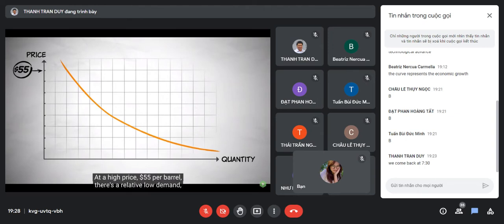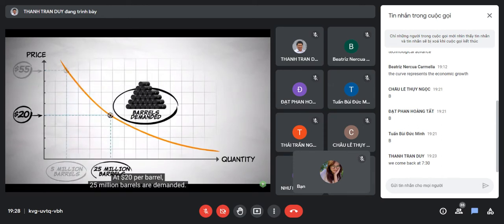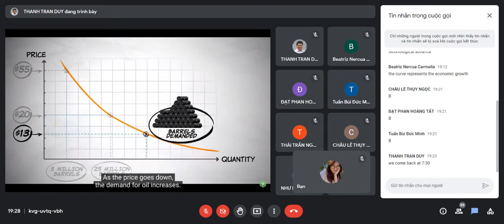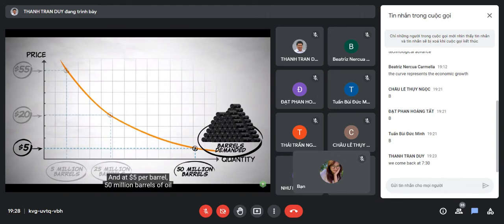Looking at the demand curve for oil, we see a familiar relationship between price and the quantity demanded. At a high price, $55 per barrel, there's a relatively low demand, let's say 5 million barrels. At $20 per barrel, 25 million barrels are demanded. As the price goes down, the demand for oil increases. And at $5 per barrel, 50 million barrels of oil are demanded.